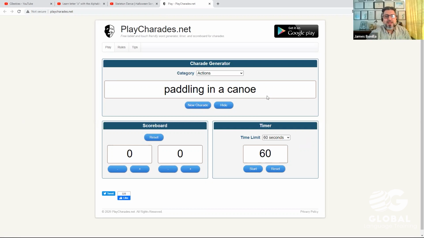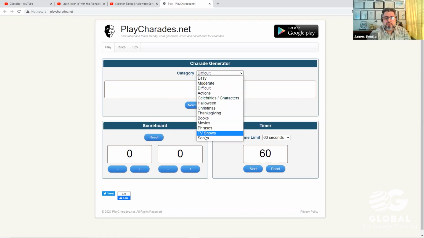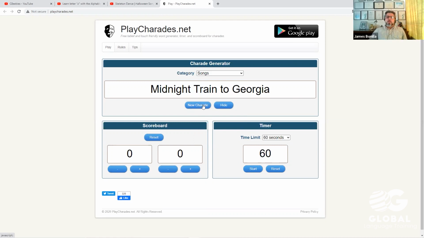And if you don't want to do actions, you can do Christmas, Thanksgiving, books, movies, phrases. And it all depends on the kind of crowd that you have or the kind of students that you have, or also, it can be the vocabulary that you're working on. You even have songs. Okay? And then you can simply surf through it. So what I would do at this point with my students is the student that gave me the correct answer, then it's his or her turn, and so on, and get everybody involved, okay?